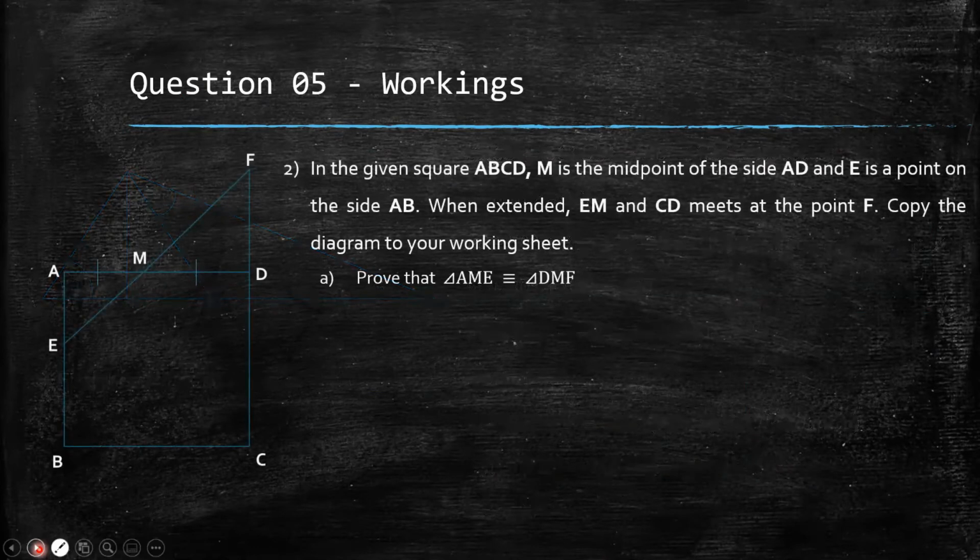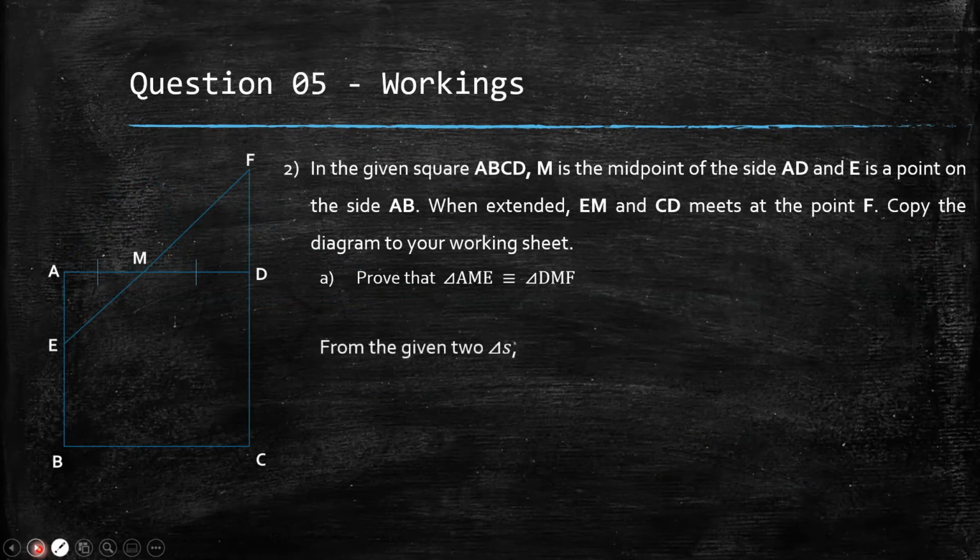In this question, in the given square ABCD, M is the midpoint of the side AD and E is a point on the side AB. When extended, EM and CD meet at the point F. Copy the diagram to your worksheet and prove that triangle AME is congruent to triangle DMF.